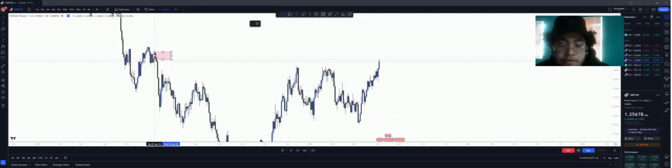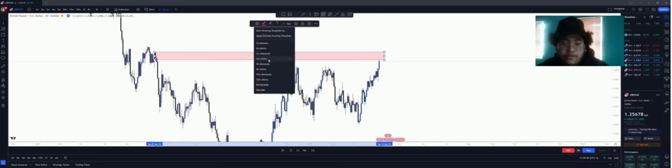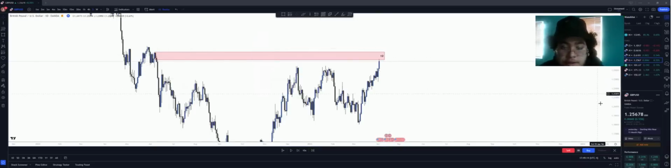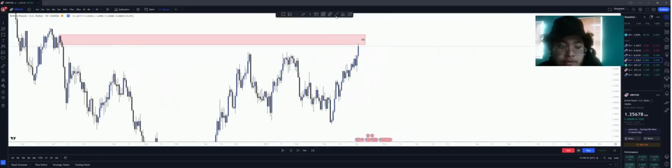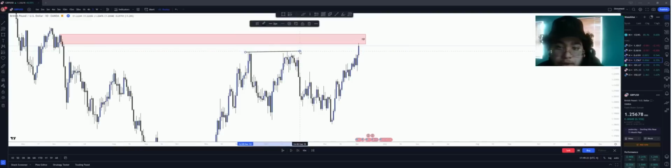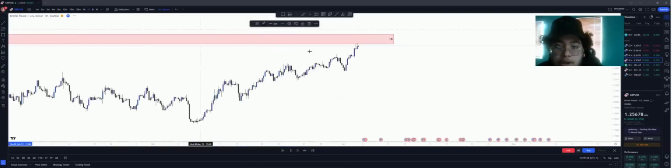Basically, we start off from a supply zone in daily, followed by looking for the liquidity that the market has left us. That's how I analyze the market every day I wake up. So I look for the liquidity that the market has been leaving us, and I go from there. So, for instance, here, this is liquidity for the market to go grab.